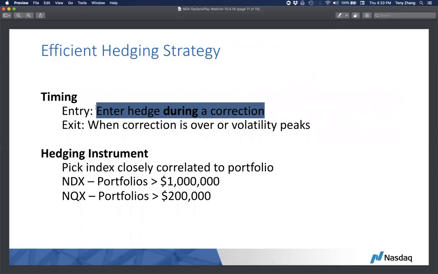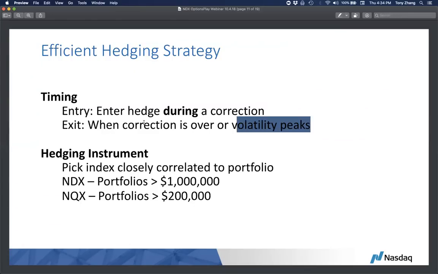Because if you're anticipating it, you're paying for a hedge, that hedge may never materialize, and you end up paying quite a bit in protecting a portfolio against a correction that doesn't come. So it's really important, in my opinion, to wait when you enter a hedge as opposed to try to anticipate it. As opposed, when it comes to exiting a hedge, this is really when you want to exit a hedge as soon as you feel that the correction is over.